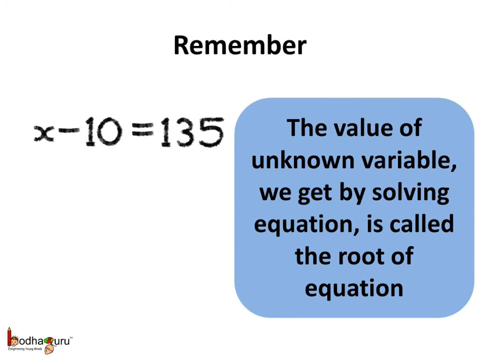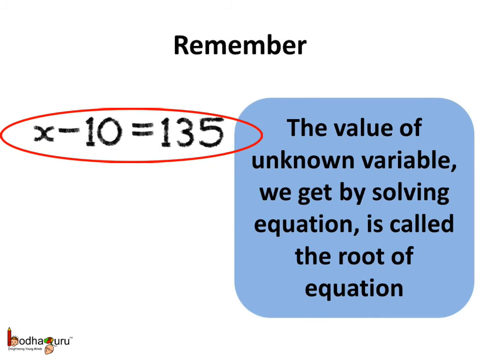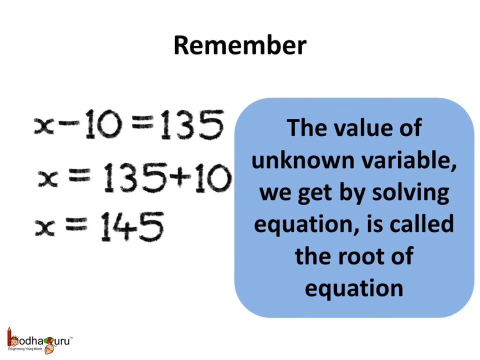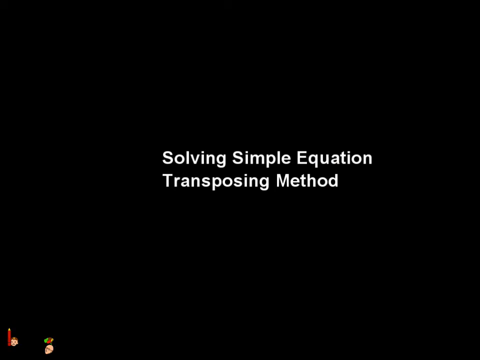Also, the value of the variable which we get by solving the equation is called the root of the equation. Now what is the root of the equation x minus 10 equal to 135? Here we need to find the value of the unknown variable x. We move minus 10 from LHS to the RHS and it becomes plus 10. So x is equal to 135 plus 10. Thus x is equal to 145. So we can say the root of the equation is 145.